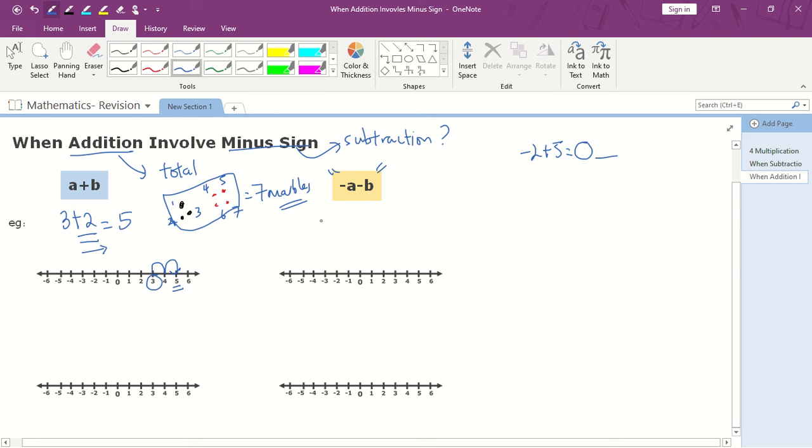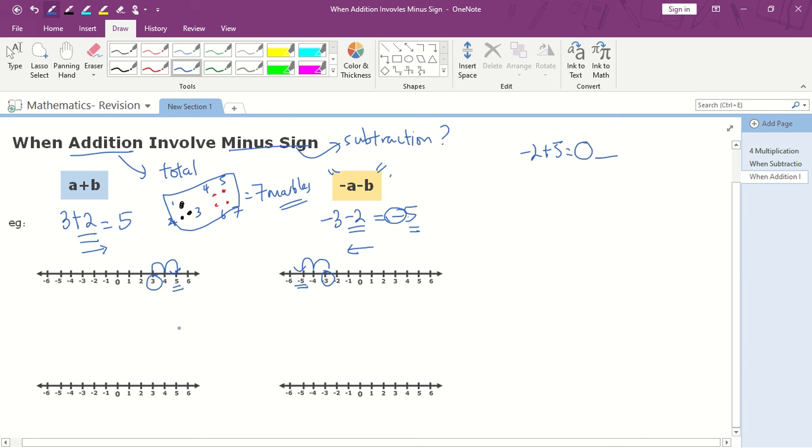And for example, this one, negative 3 minus 2. We start from negative 3 and we minus 2. Minus means move backwards. So 1, 2. The answer is negative 5. So you can see here, when addition involves a minus sign, in this case both are negative, 3 and 2 will be added up to become 5, and the negative sign will remain to become negative 5.